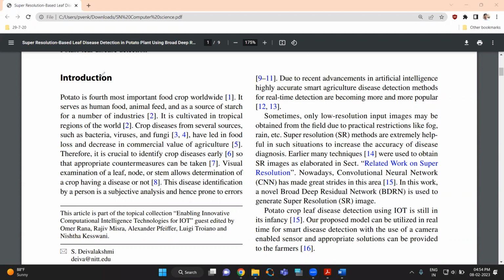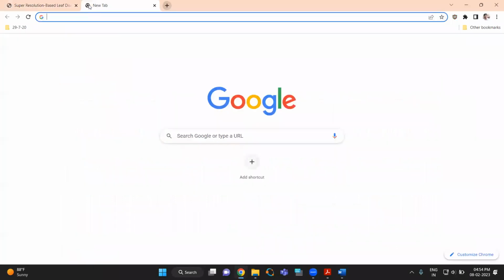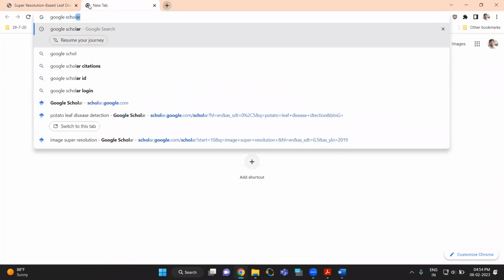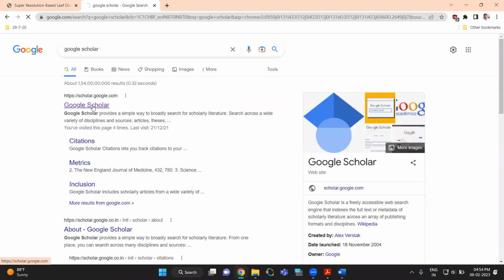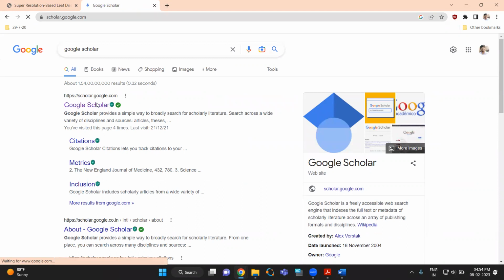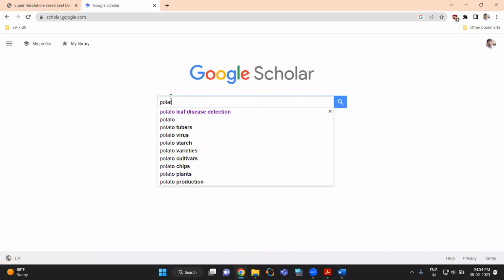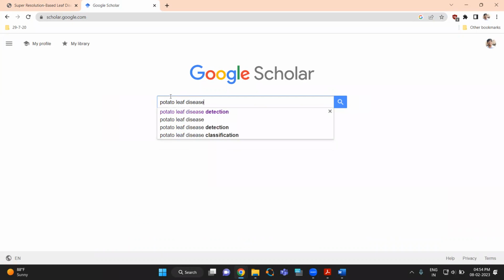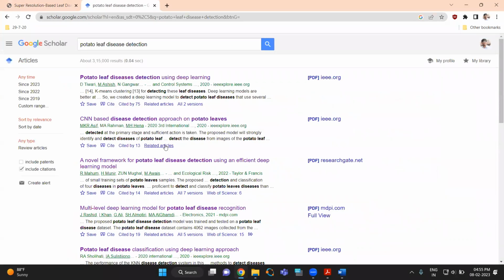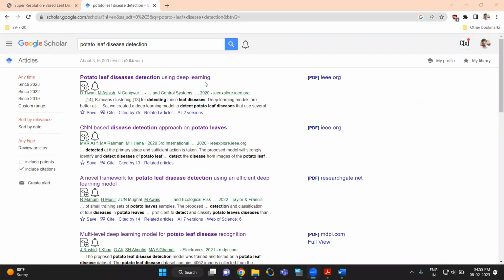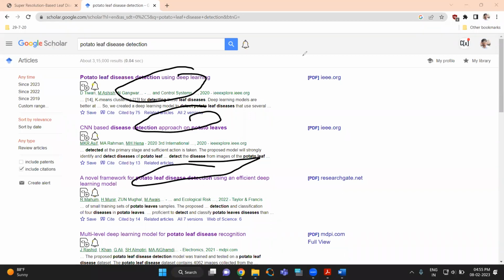First way, you can search some papers related to potato in Google Scholar. For example, I am searching in Google Scholar. When I am typing potato leaf disease detection, many papers will come. You can cite any of these papers. In order to cite them, whatever content you are taking, you can cite these papers.